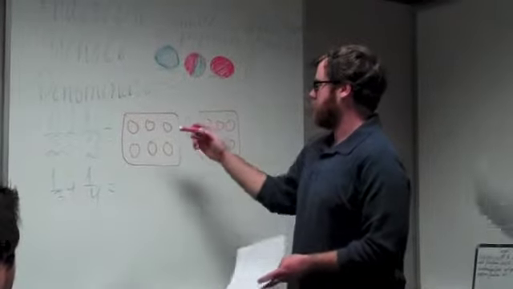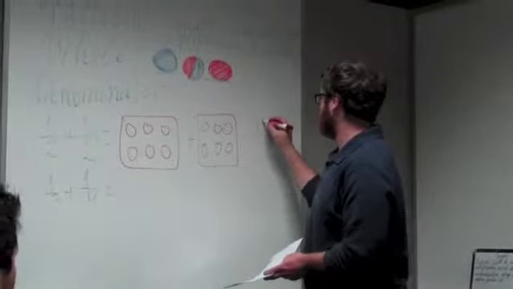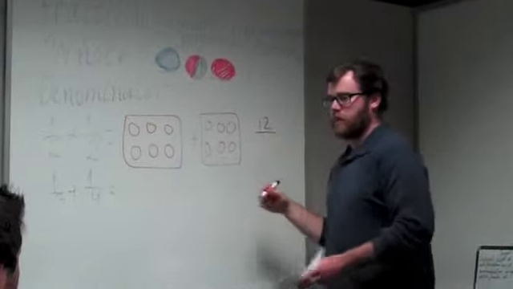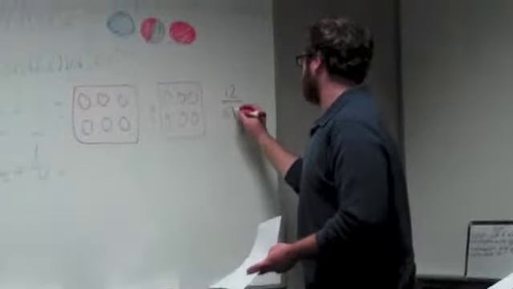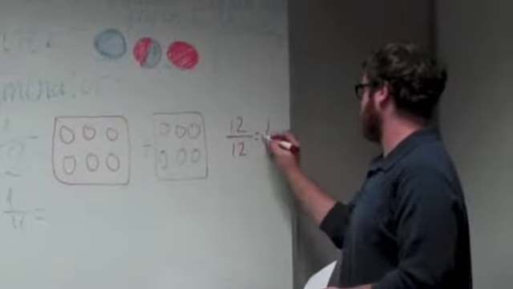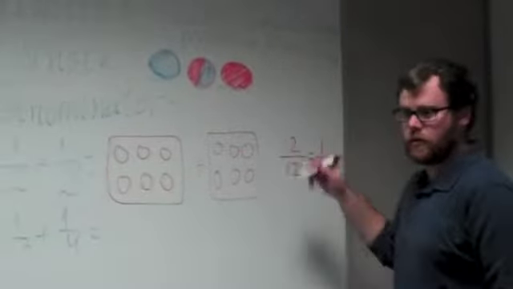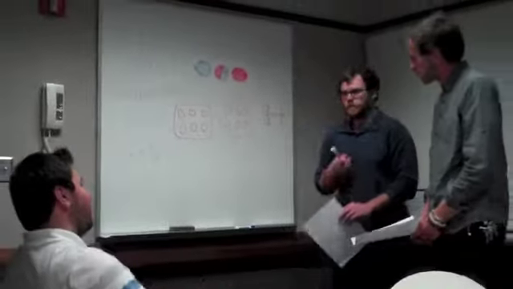Then I figured out that there are 6 here and 6 here, so that will give me 12. And that is going to be out of 12, which is all of the eggs in a carton. And I reduce to 1/1, which is a whole. Exactly. Great.